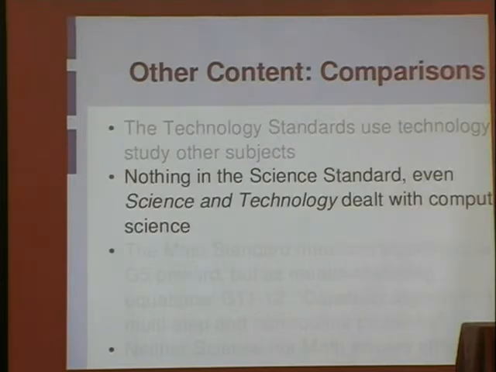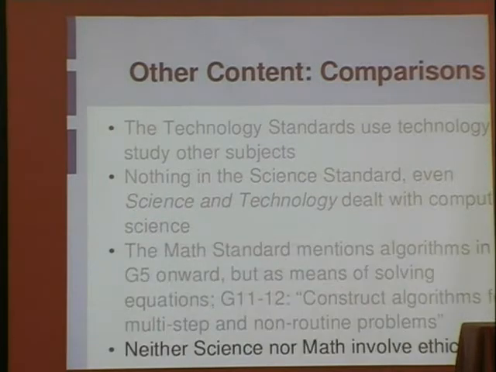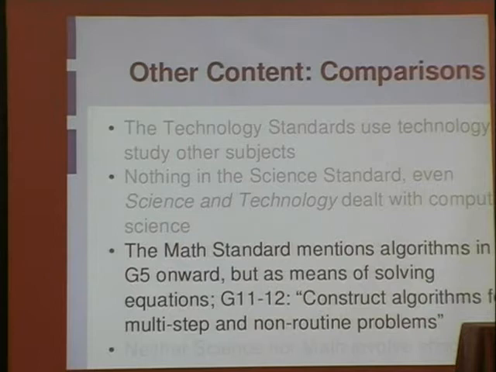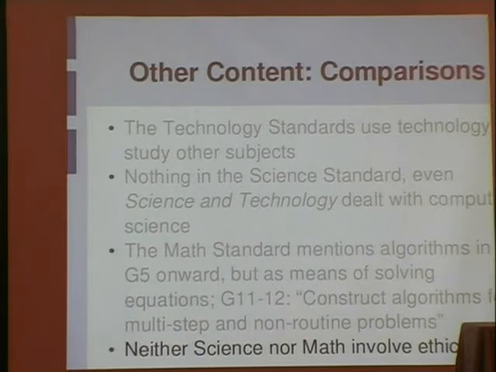Nothing in the science standard, even the science and technology, dealt with computer science at all. The math standard mentions algorithms in grade 5 onward, but more as a means of solving equations. And grades 11 and 12 talk about constructing algorithms for multi-step and non-routine problems. Now, this begins to get to it, but the whole focus there is on mathematics and not solving other problems.